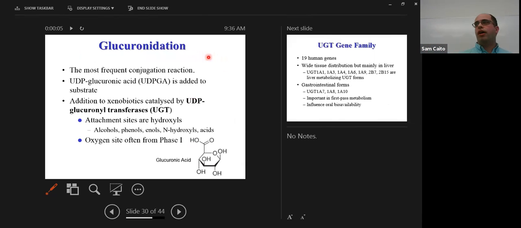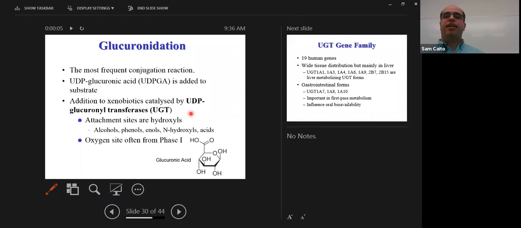So let's start off with glucuronidation. This is the most frequent conjugation reaction. UDP glucuronic acid, or abbreviated UDPGA, is added to the substrate. What it looks like is this. It's a sugar molecule, which is modified. And then it's attached directly onto the xenobiotic by an enzyme called UDP glucuronosyltransferases, or UGT.